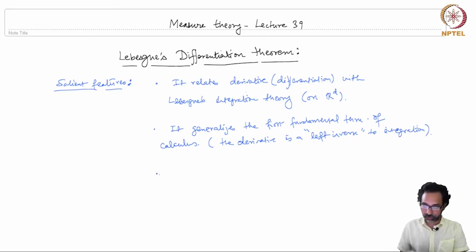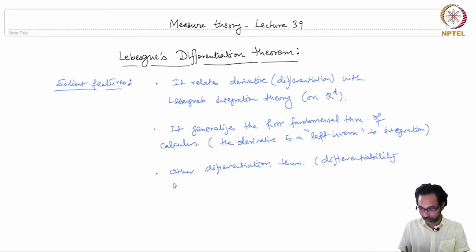And then it also deals with a number of other differentiation theorems. So these differentiation theorems give criteria for functions to be differentiable outside of a null set. So differentiability almost everywhere for various classes of functions.